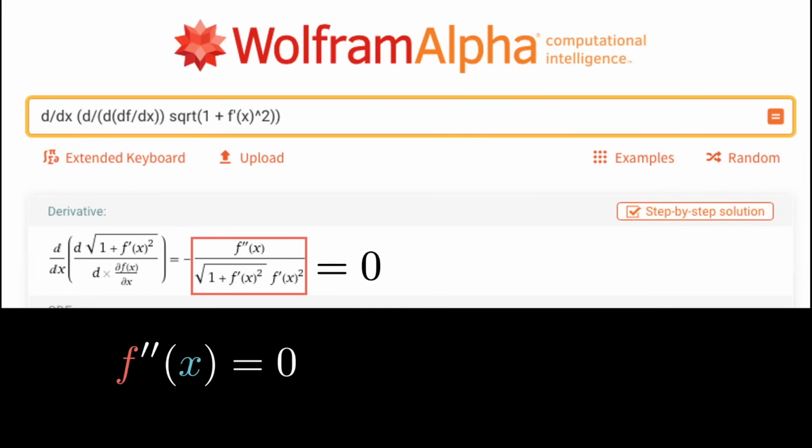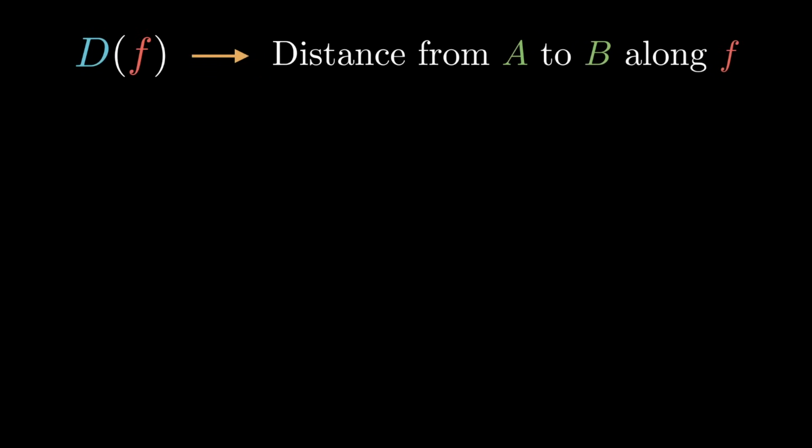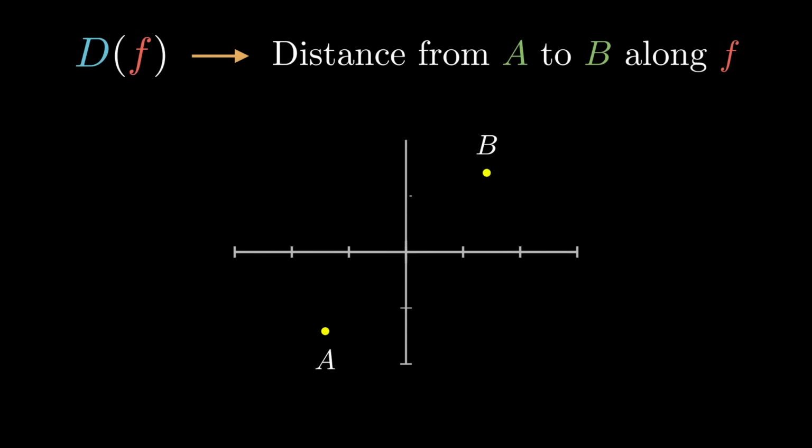This leaves us with f of x equal to c0 plus c1x, which is the equation for a line. And so the Euler-Lagrange equation shows us that the function that gives us the shortest distance between 2 points is a line, which makes sense.